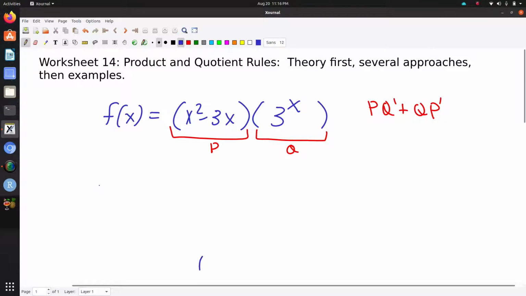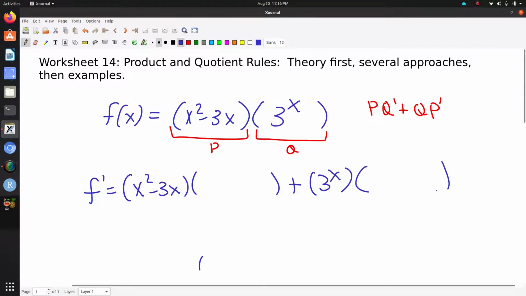So you're going to have the first times the derivative of the second plus the second times the derivative of the first. So make yourself a little placeholder so that you can get everything ready. Okay, so that's p times q prime. And what is q prime? Well, it's one of those e to the x type functions, but it kicks out a natural log of 3 because it's not e to the x, it's something else to the x. So there, we got to do that.